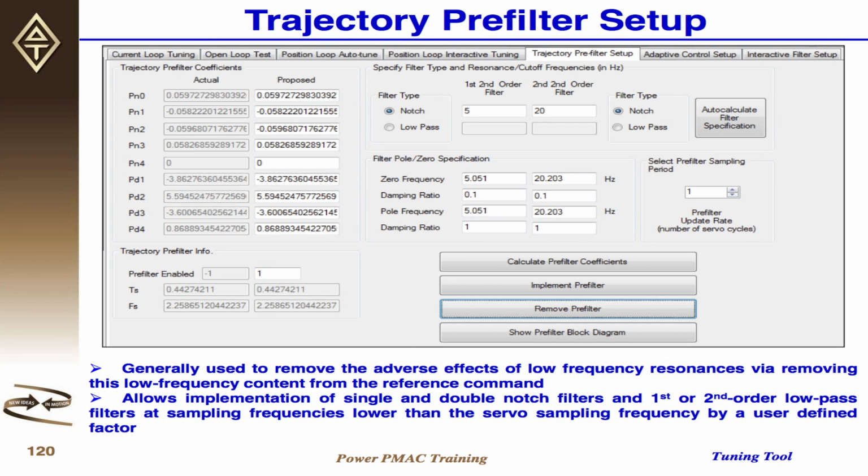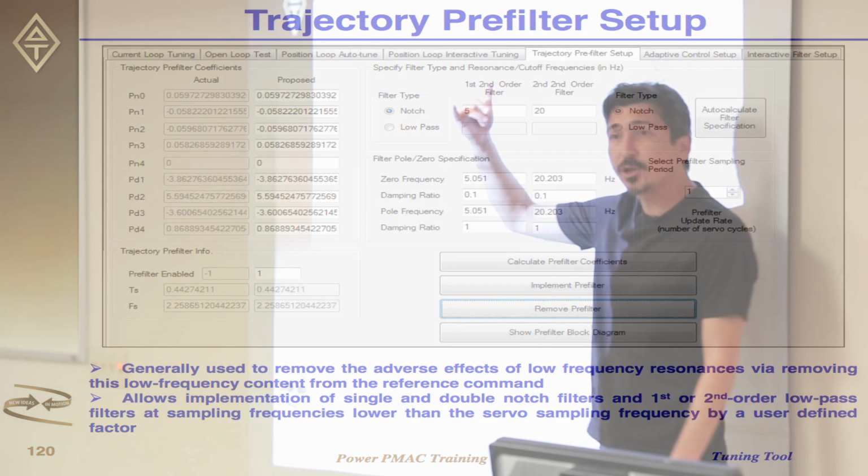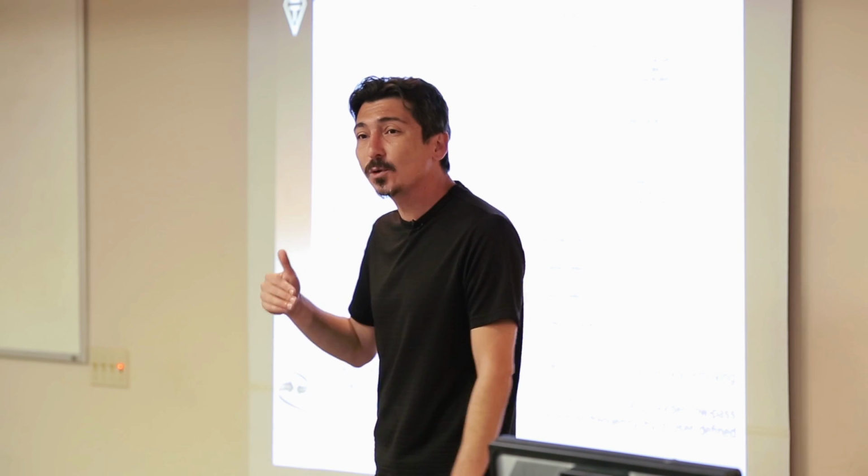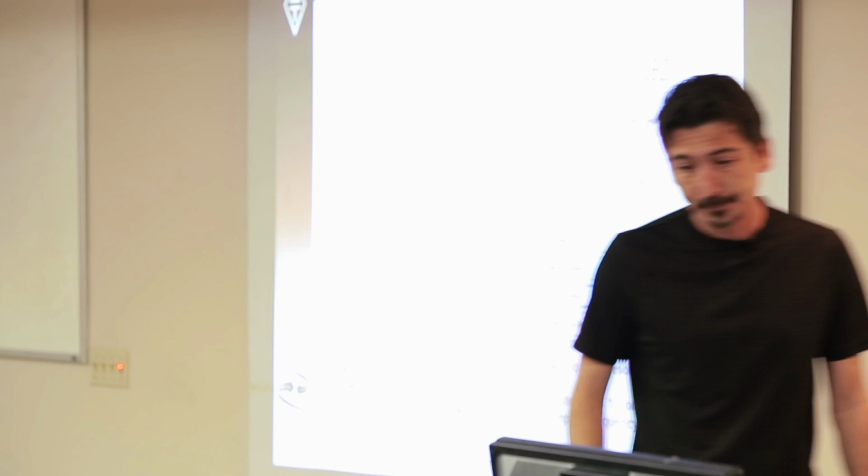And there are some other usages also. In some cases, the trajectory is coming from a CAM program or some other program which can be noisy. You can also use this prefilter as a low pass to get rid of the high frequency noise in your reference trajectory. And over here, this is a fourth order filter. You can easily have 2 notches, so you can actually attenuate 2 resonances. You can have 1 notch and a low pass, or you can have 2 low pass filters.